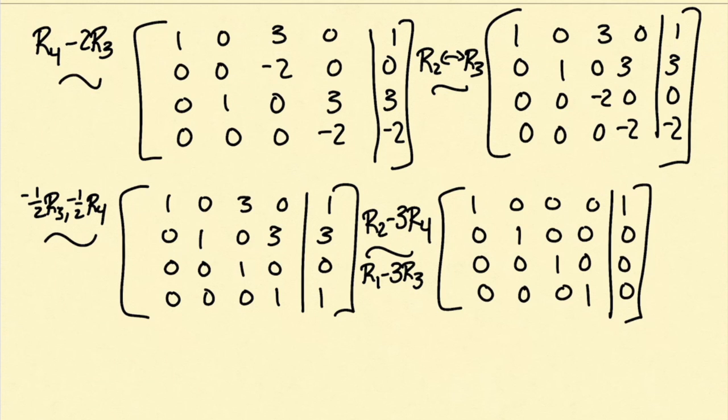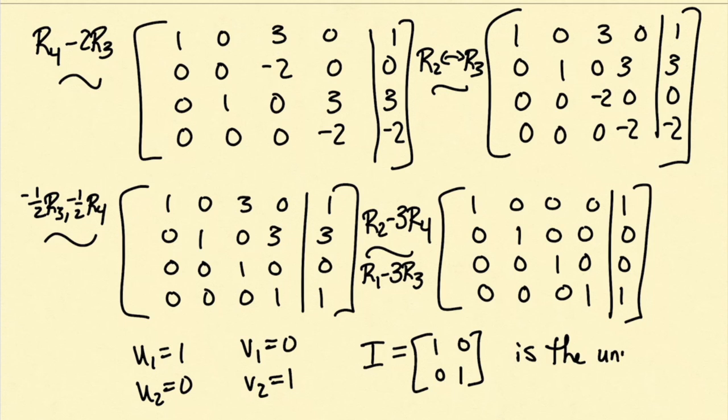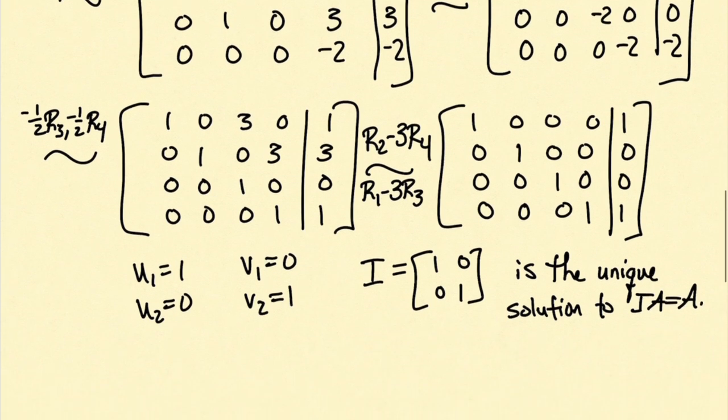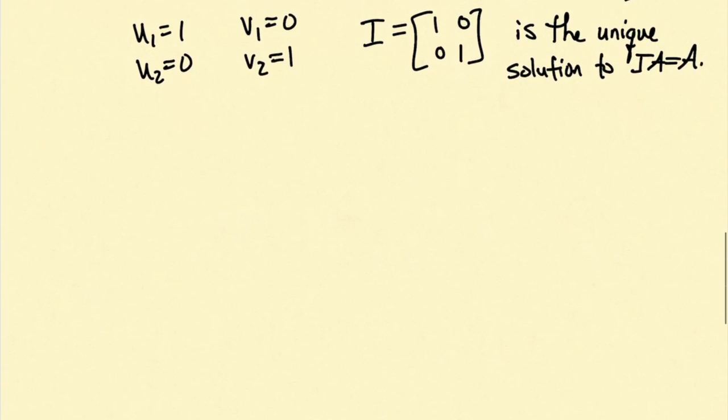This gives us a unique solution. u1 is equal to 1, u2 is equal to 0, v1 is equal to 0, and v2 is equal to 1. This tells us there's a unique matrix I such that I times A is equal to A. For reasons that we'll better understand later on, the matrix A was particularly nice, in that there is a unique solution to the matrix equation IA is equal to A. This is not always the case for all matrices. However, it does give us some insight into the type of matrix that we're looking for.